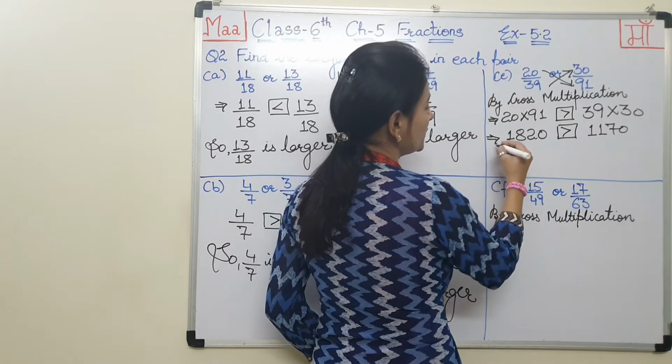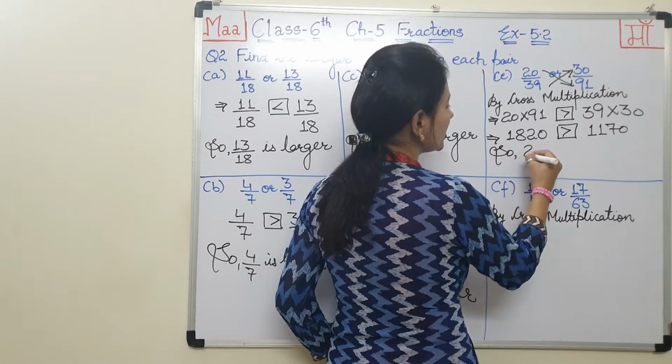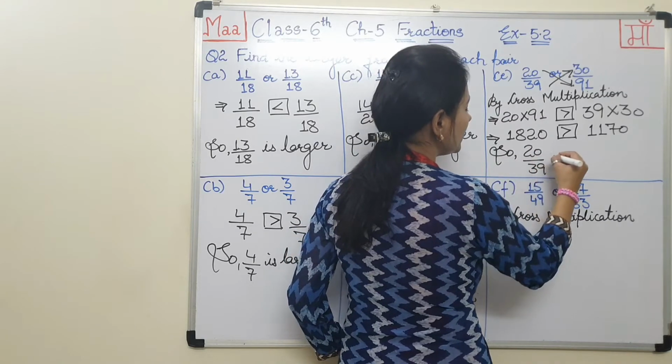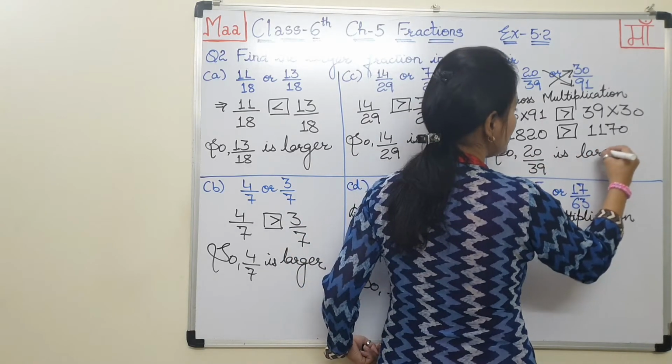That means which fraction is greater? Above 18/20 you can see the fraction 20 upon 39. So 20 upon 39 is larger.